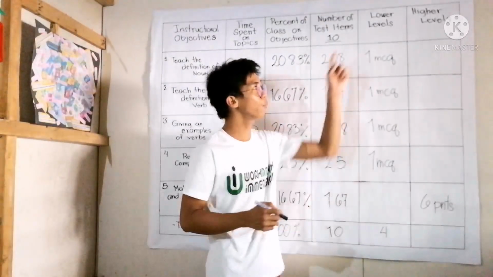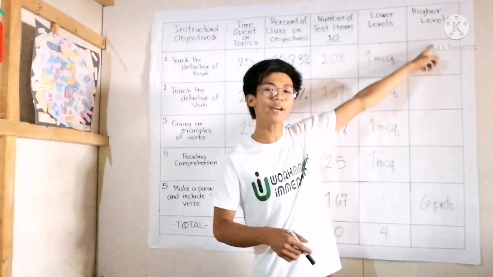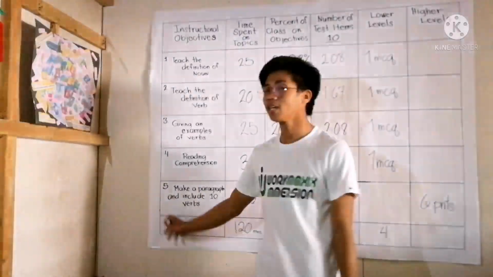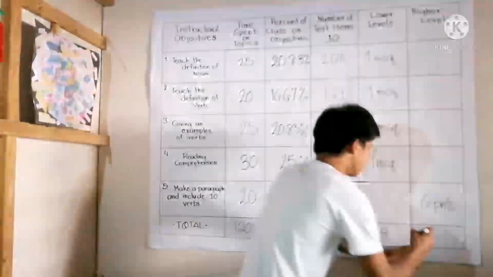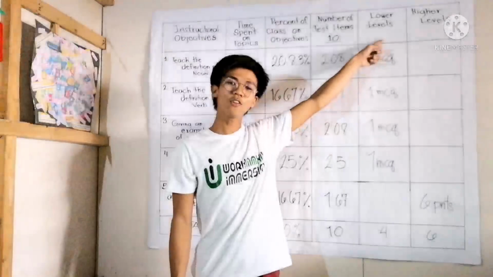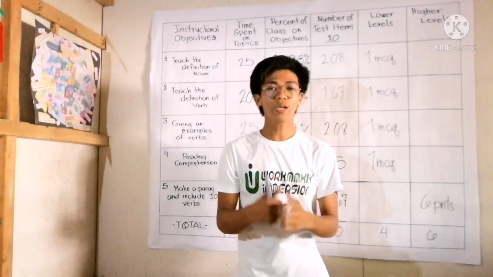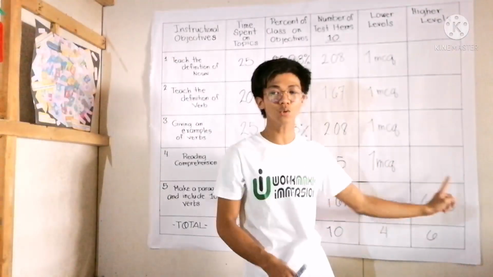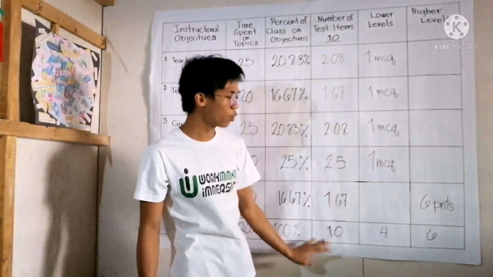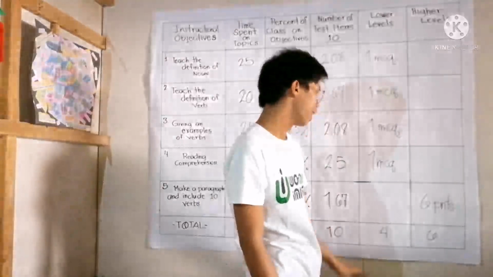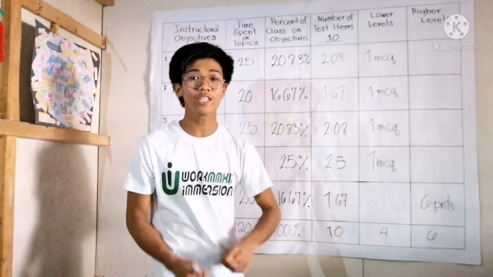Now I am done putting in the lower level, which is one multiple choice question each, and in the higher level is 6 points for the fifth objective. The sum of the higher level is 6. So the total of the lower level is 4 and the total of the higher level is 6. We need to ensure that the sum of these two is equivalent to the number of test items. So 6 plus 4 is 10. And there, your table of specification is done.